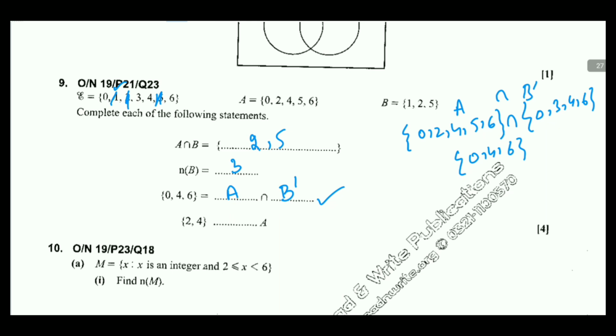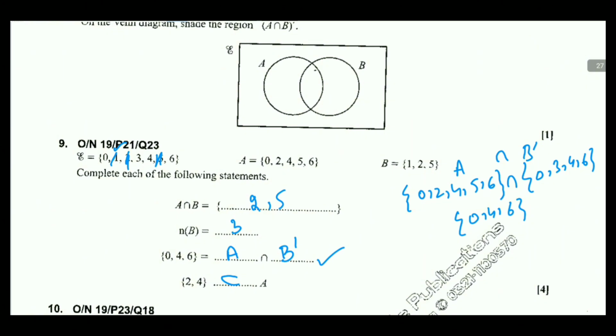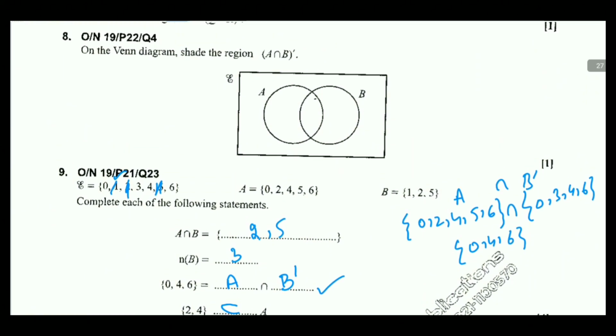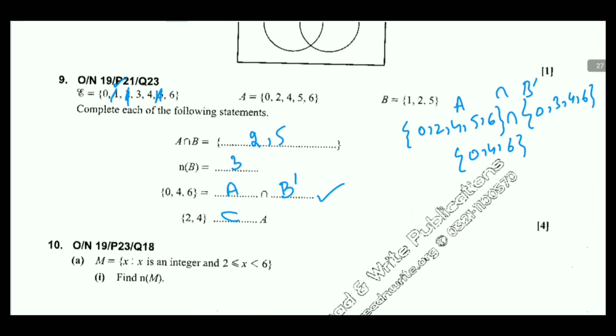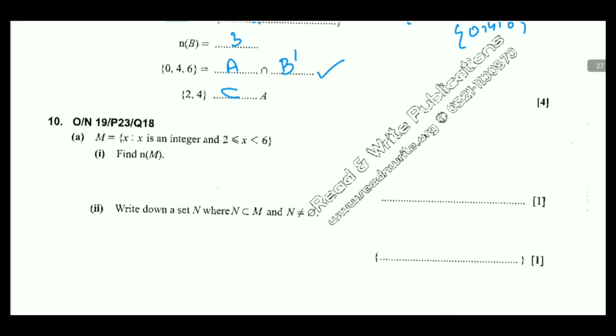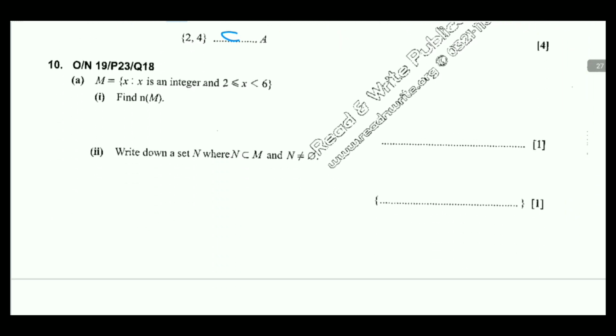Okay, 2, 4 is a subset of A. Like 2 and 4 are included, you can say, in set A. 2, 4 are elements of set A, or you can say, subset of set A. You can also write this element symbol. Okay, next question, question number 10, you can do by yourself.